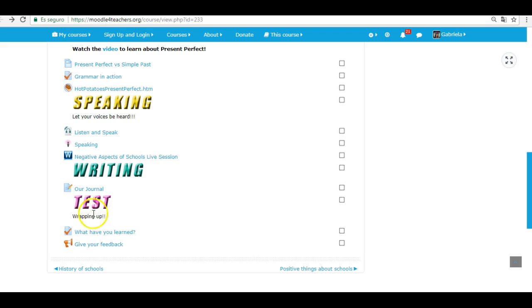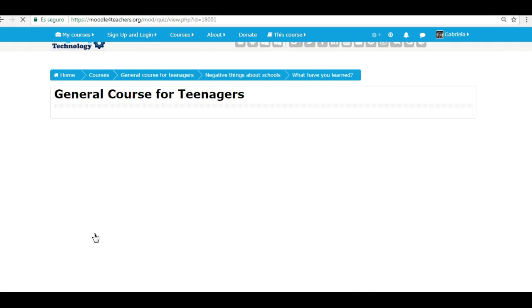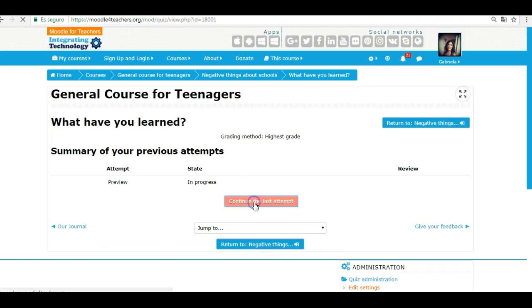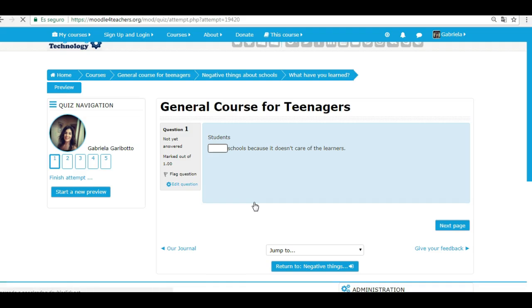Then in the writing activity, I have added a journal in order to introduce the learners to collaborative work. And finally, the wrapping up activity, that is a test, which is very simple. It's a quiz activity. I'm going to show you. There are 5 questions with different types of questions. Okay, complete, choose, etc.